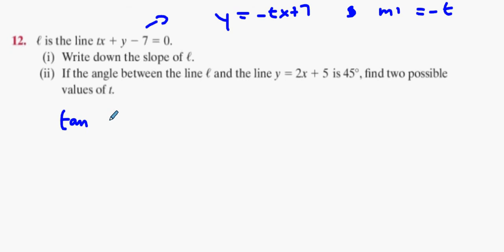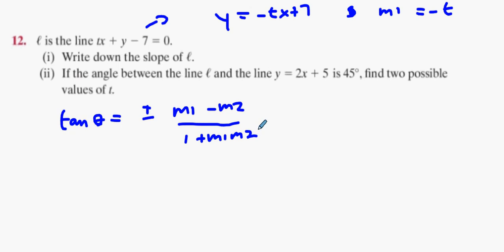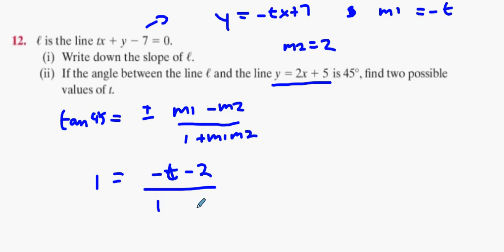Now, next thing we get is tan theta is equal to plus or minus m1 take away m2 over 1 plus m1 by m2. Because it says angle between the two lines. Okay? Now, what do we know about this slope of the other one? What do we know about m2? m2 has a slope of 2. What's tan 45, lads? Tan 45 is 1. So, 1 equals minus t minus 2 all over 1 minus 2t.